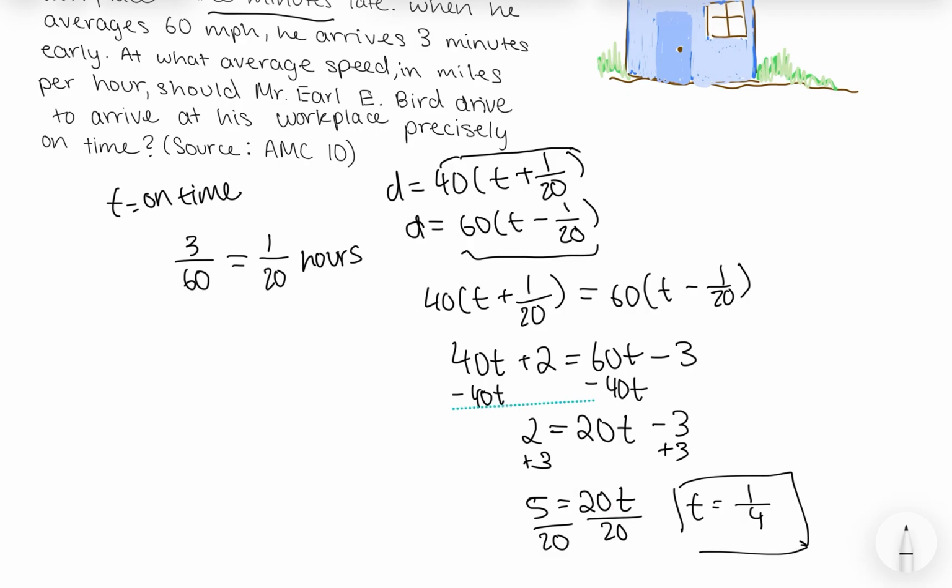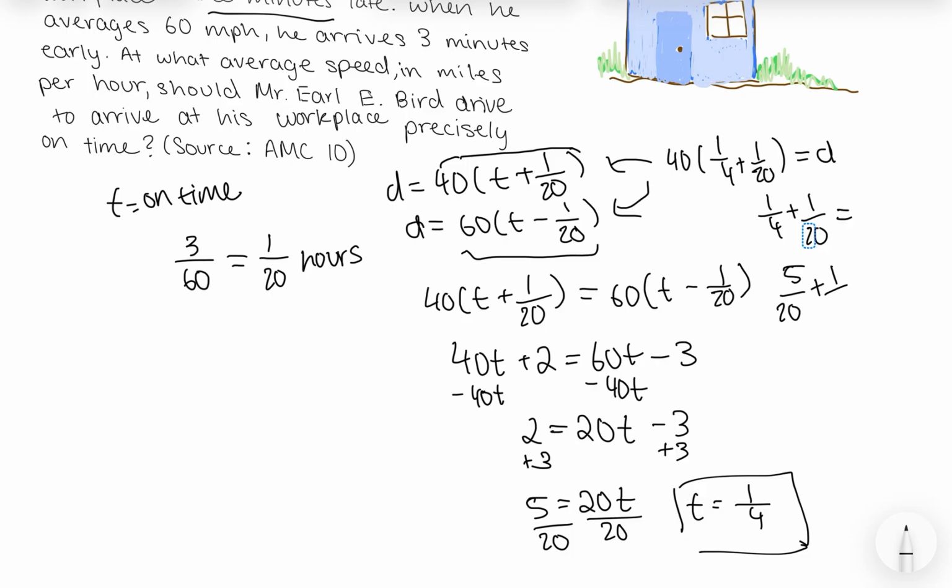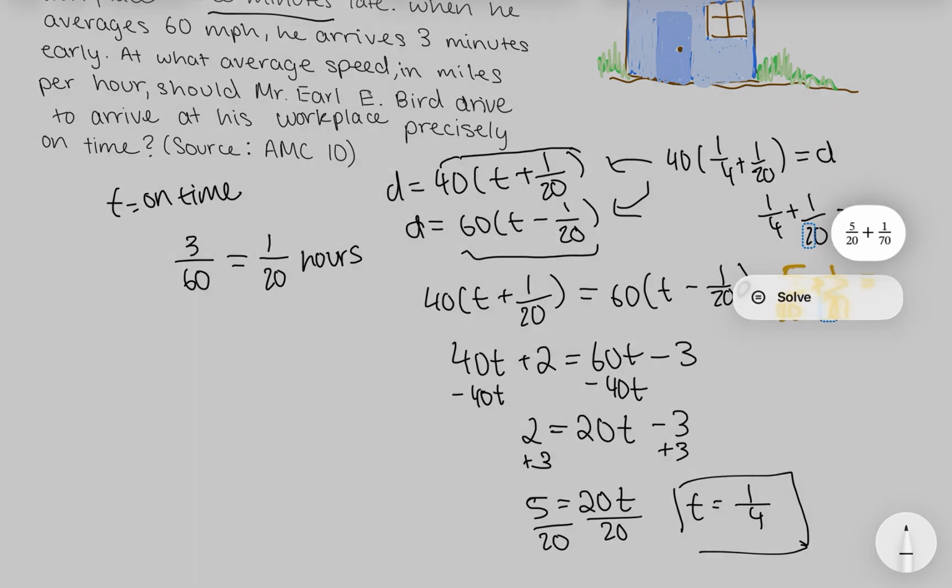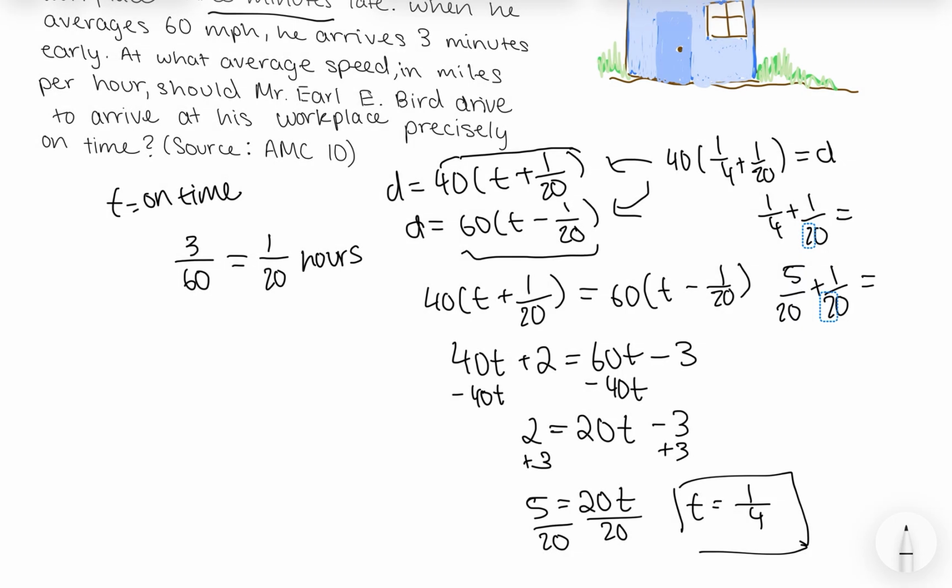And so let's substitute this into one of these equations, either this or this, and that will help us understand what the distance is. Let's just do it into the first one. So 40 times 1 over 4 plus 1 over 20 is equal to the distance. And so we just need to compute this. So 1 over 4 plus 1 over 20 is going to be equal to 5 over 20 plus 1 over 20, which is equal to 6 over 20, and that's equal to 3 over 10.